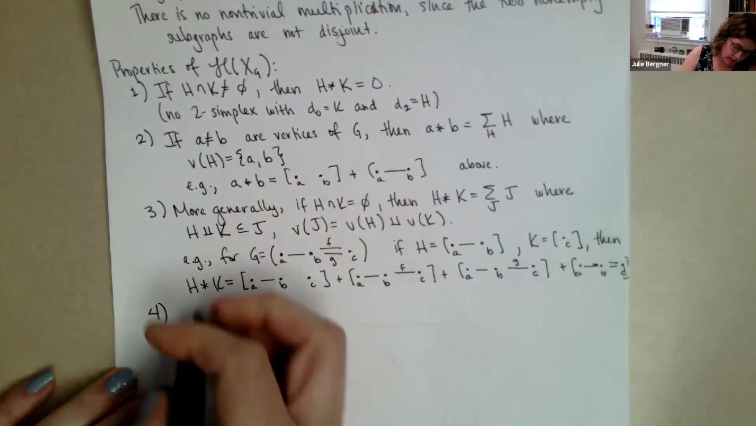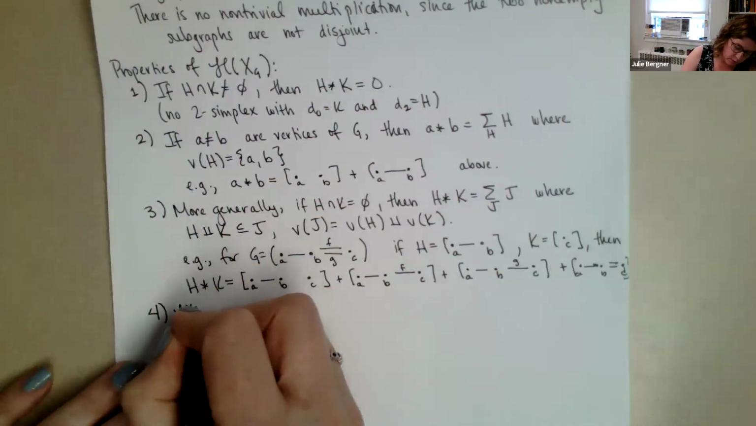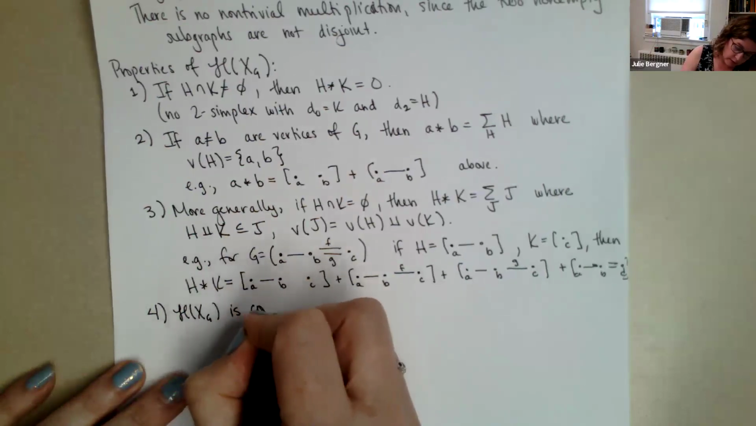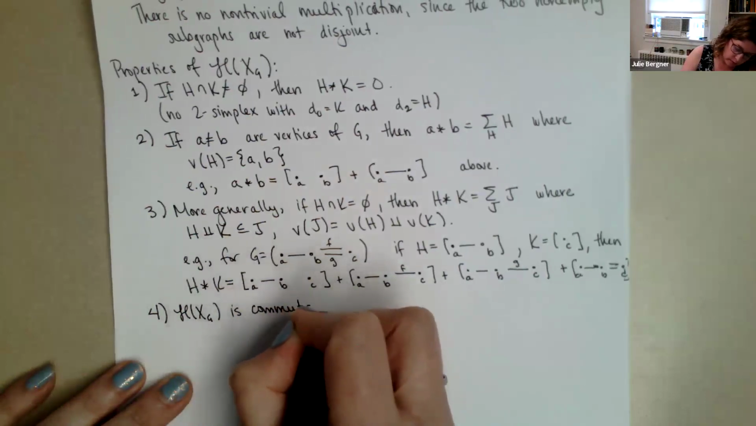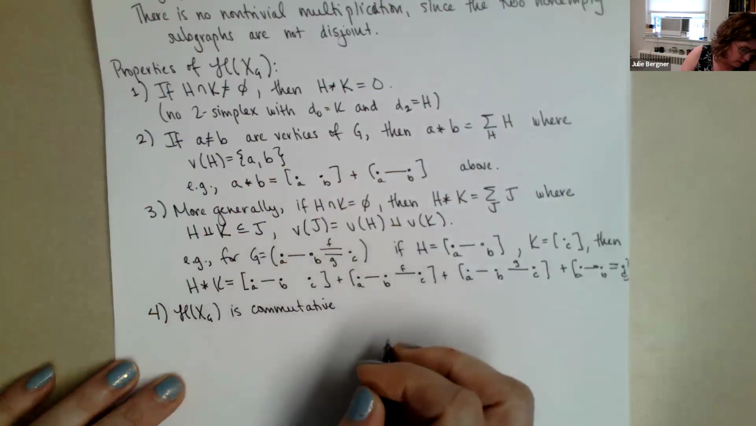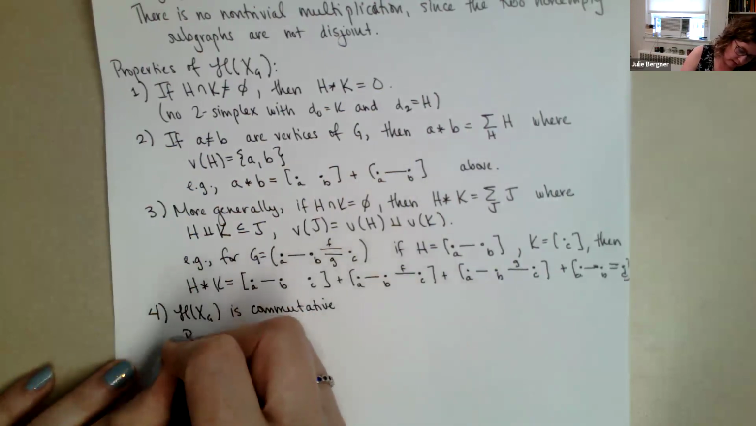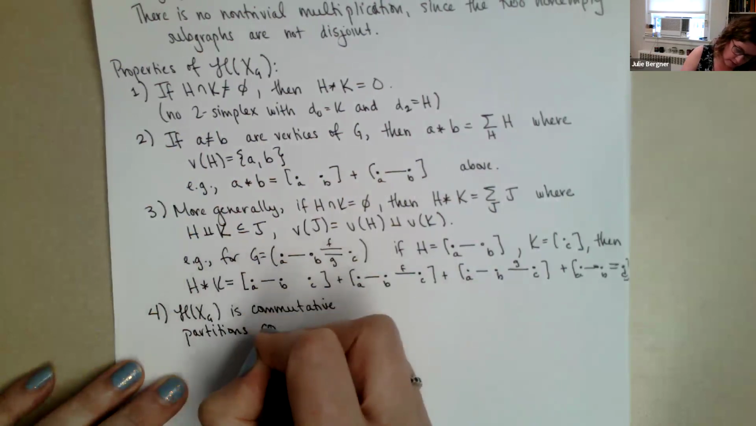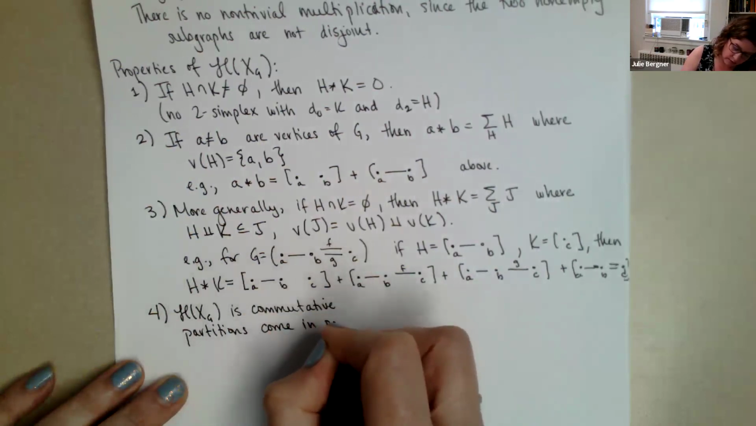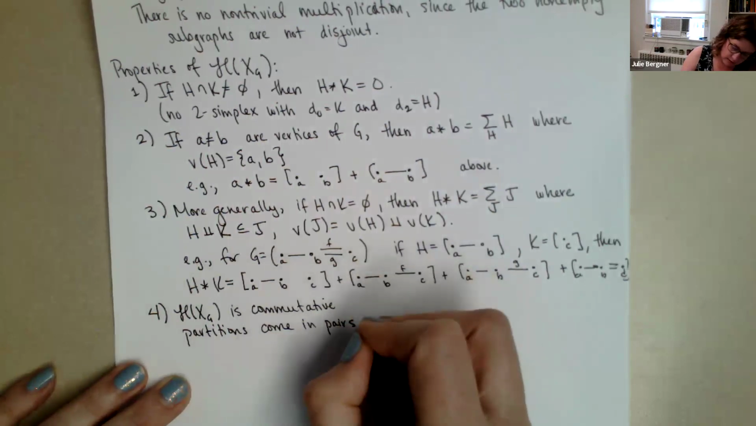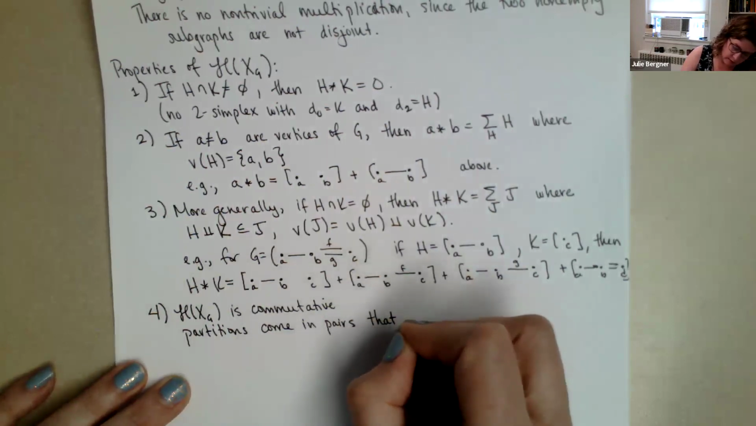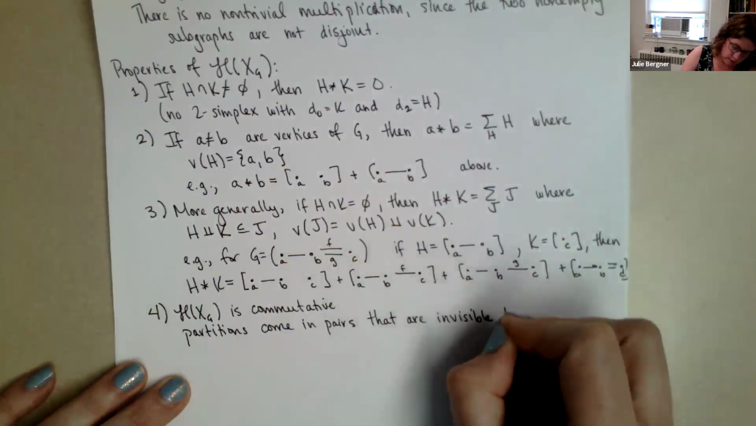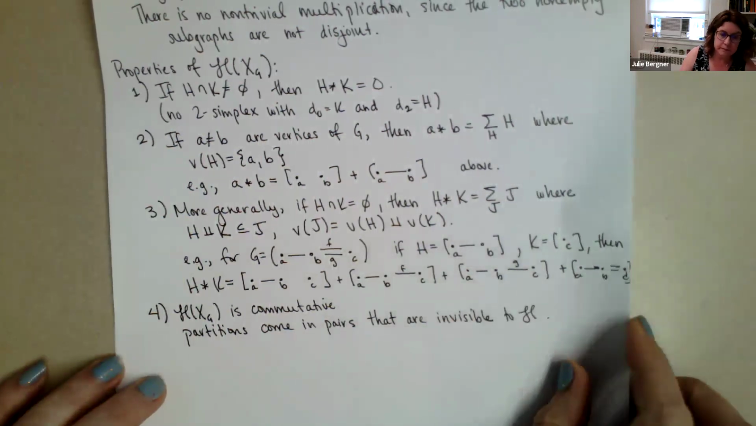Okay, and then as I went back and explained for that one example, it will always be the case that this is commutative, and that's as seen in that first example. So partitions come in pairs where we just reverse the ordering, but the partitions are invisible to the Hall algebra structure.